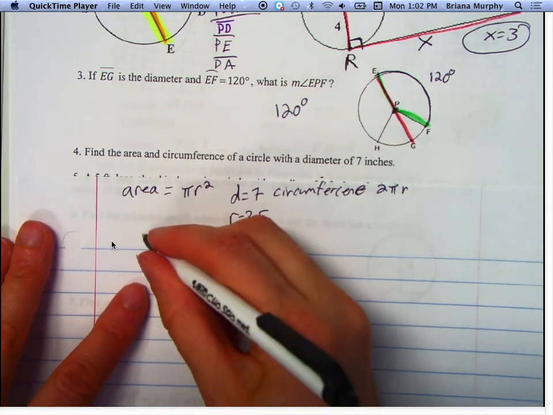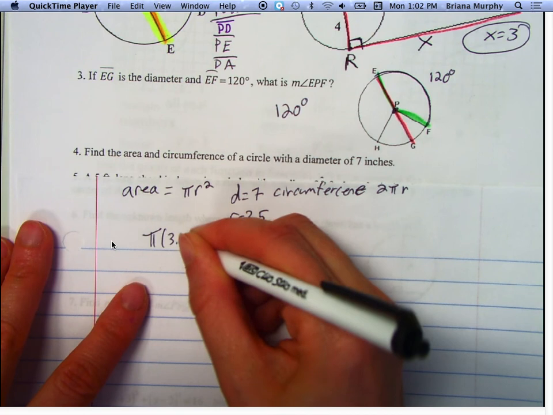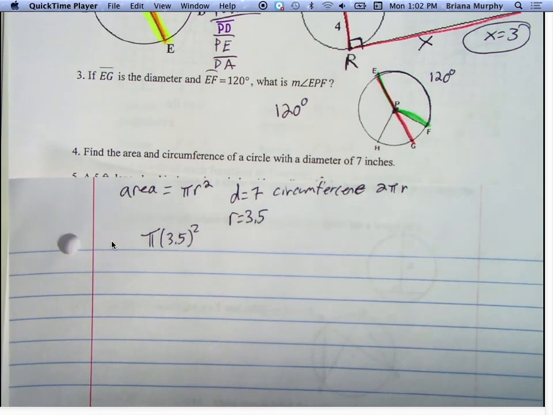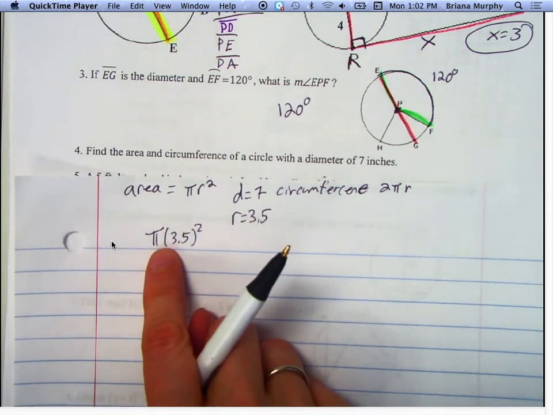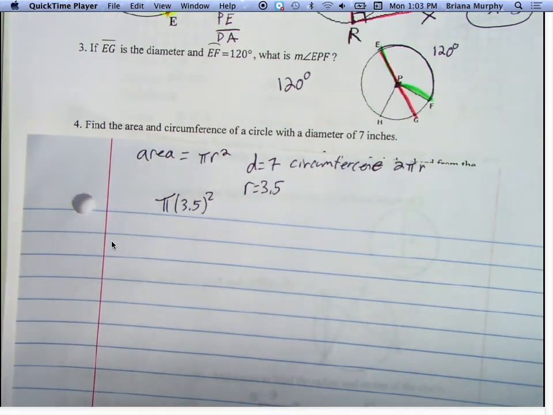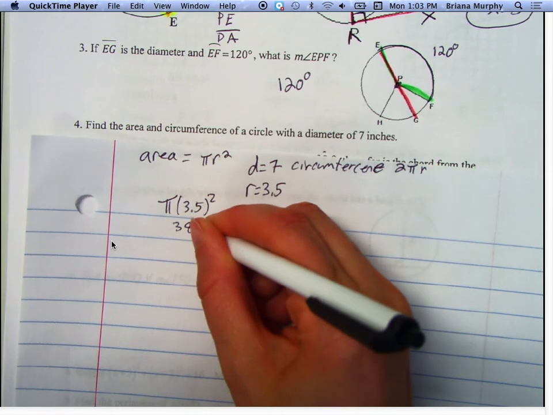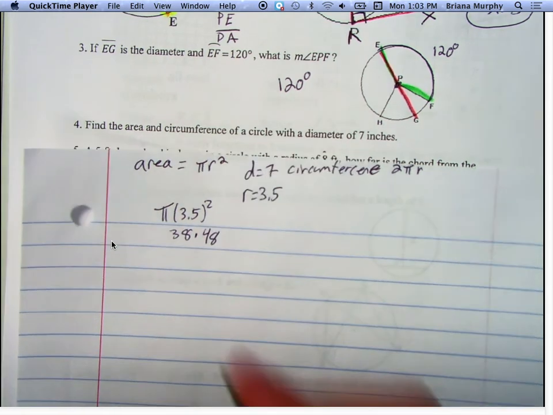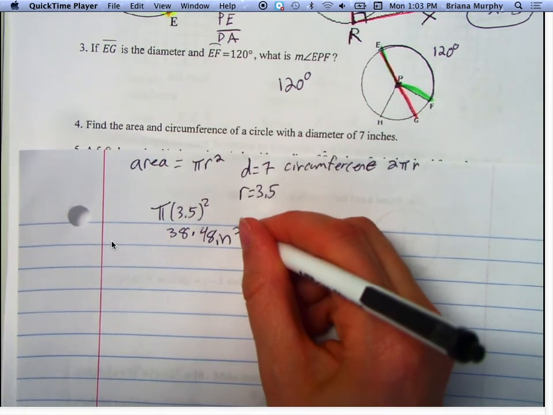So I'm going to have pi times 3.5 squared. And pi is just a number, right? What number is pi? 3.14. Yeah, it's got a bunch of different digits, but it's basically 3.14. I'm going to use the pi button if I have it, though, because it gives me more decimal places that I might not have memorized. So I'm going to say 3.5 squared times the pi button on my calculator, and I get 38.48 inches squared.